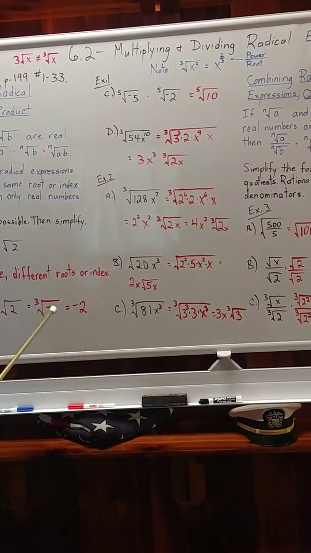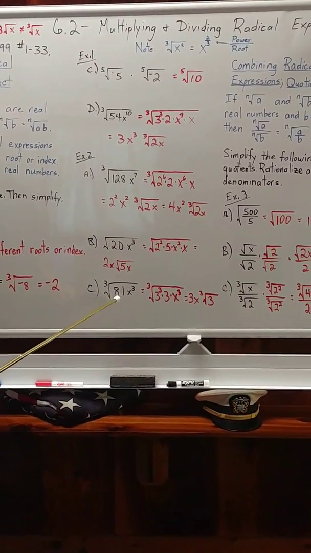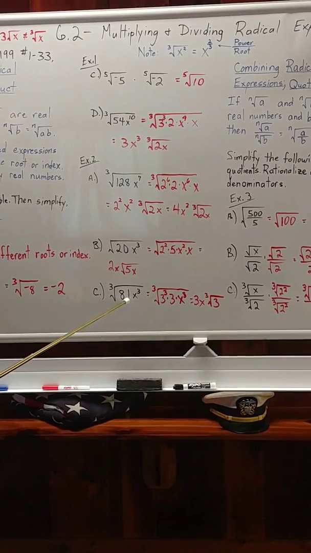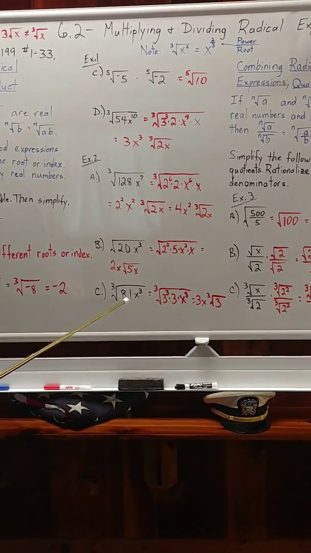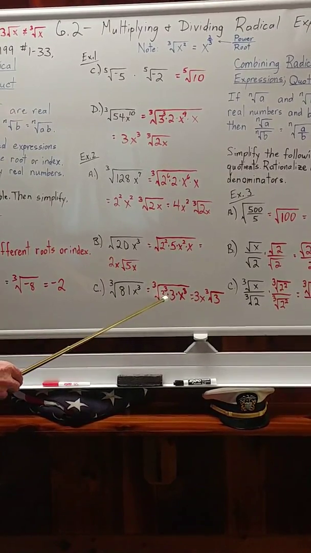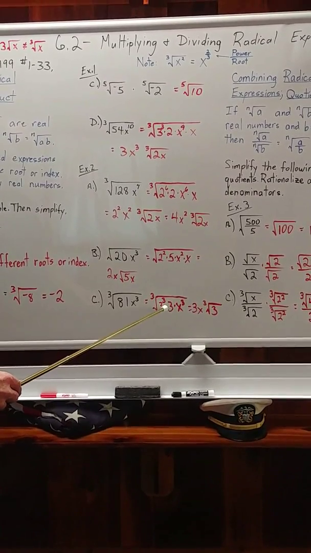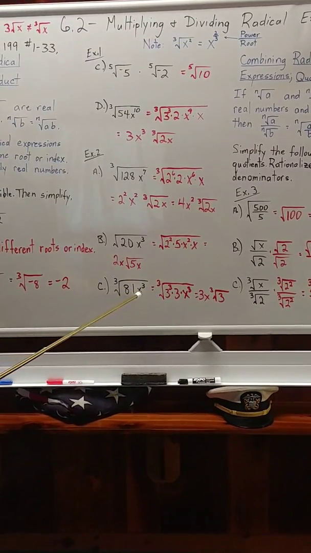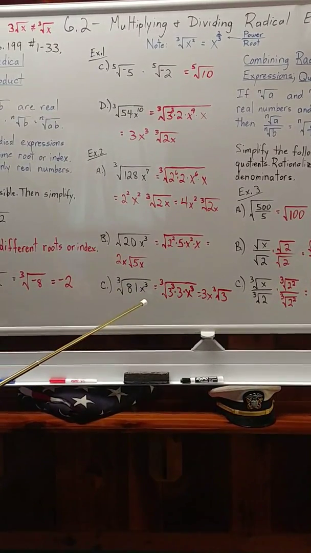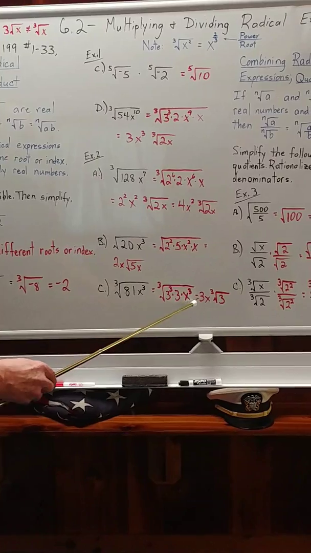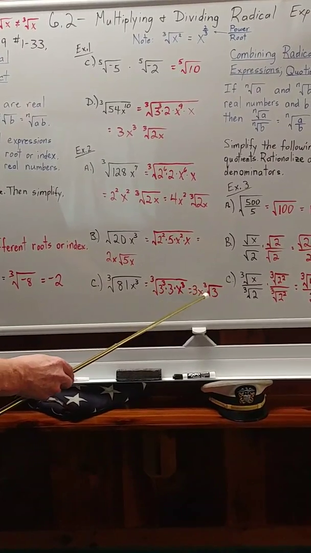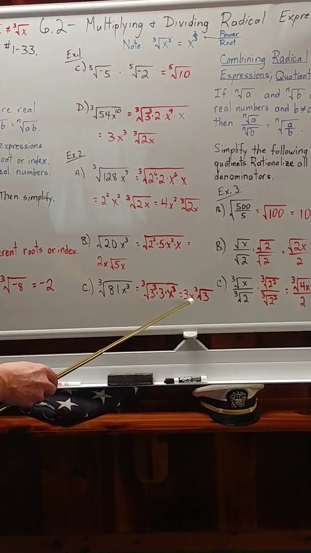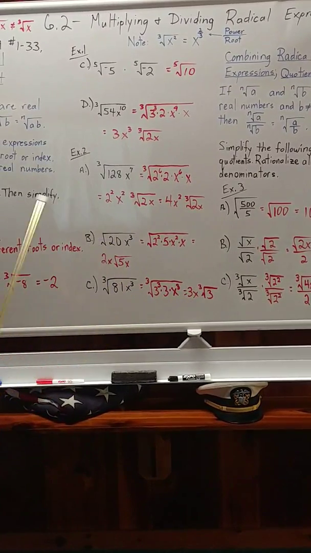Last example on the multiplication, the third root of 81x to the third. So the third root of 81 is 3 to the fourth, but we don't want to write it as 3 to the fourth. We prefer to write it as 3 to the third times 3 so that this index and this exponent match each other. Still have x to the third, have to copy that. Third root of 3 to the third is 3. We still have the cube root of 3 left. 3 divided by 3 is 1, so we have 3x times the cube root of 3 for our final answer.